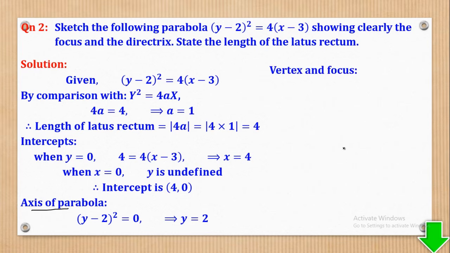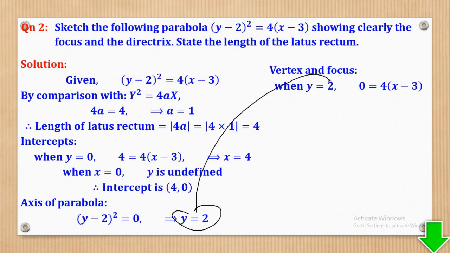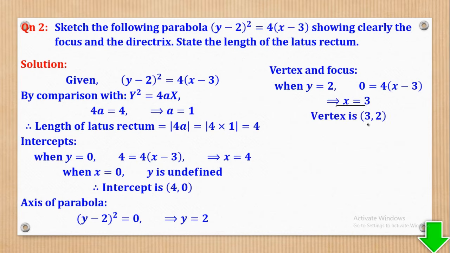Okay, after the line of symmetry, next will be vertex and focus. We shall start with the vertex. Vertex means get this value of the line of symmetry and use it to get the other coordinates. So if here it is y, then we shall use it to get the x coordinate. So when y is equal to 2, what is x? X will be equal to 3. That means that the vertex is (3, 2).